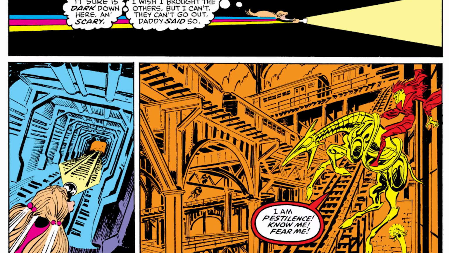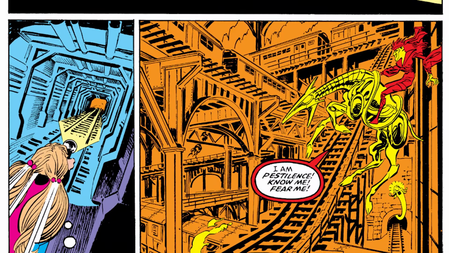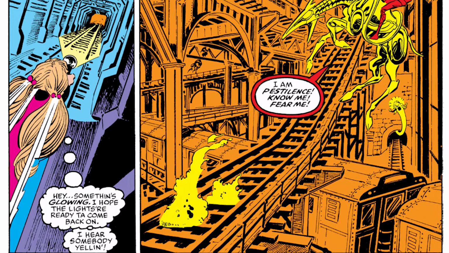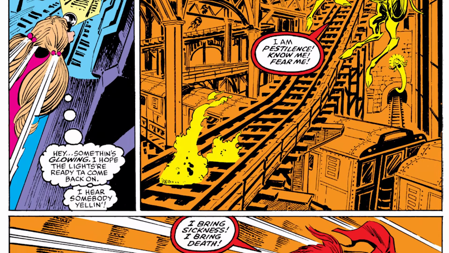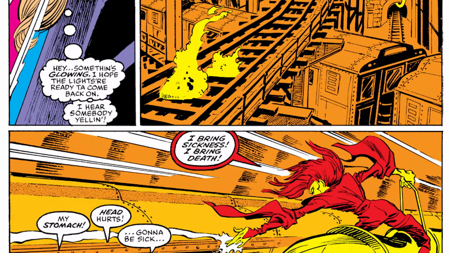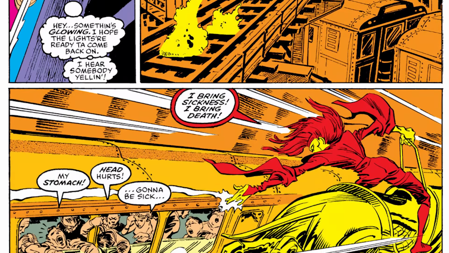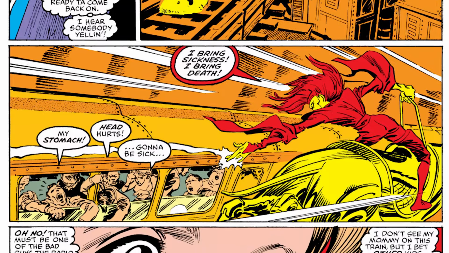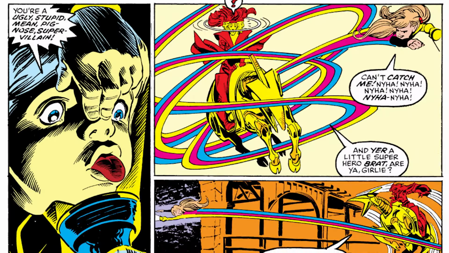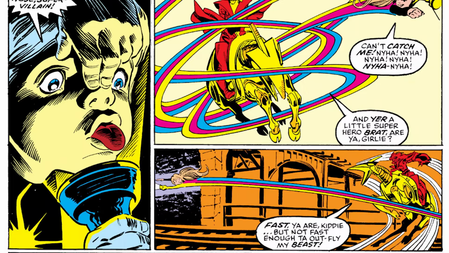Now, when it comes to Katie, she is able to find a subway train that her mother is on. But that subway train is currently being attacked by Pestilence. And remember, she is one of the horsemen of Apocalypse, and she has the ability to give you a random illness. And so, of course, we see her right now giving everyone on that subway train some random disease.